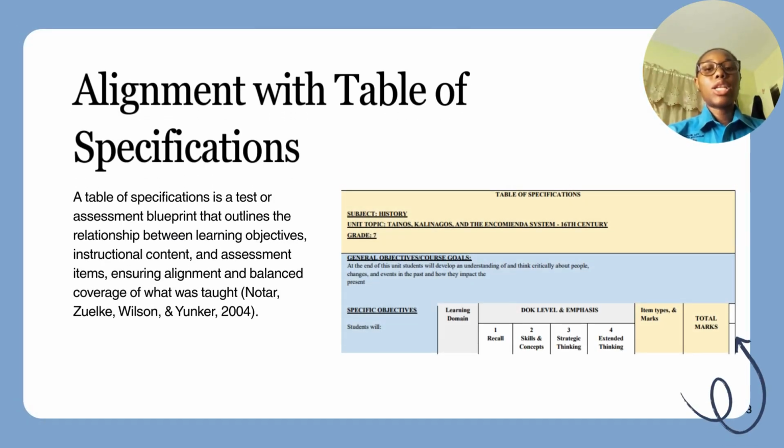And now I'll be looking at the alignment with the table of specifications. A table of specifications is a test or assessment blueprint that outlines the relationship between the learning objectives, instructional content, and the assessment items, ensuring that there is an alignment and a balanced coverage of what was taught, according to Notar, Zweilicki, Wilson, and Younger 2004. On the right, you can see the TOS used by this traditional assessment.